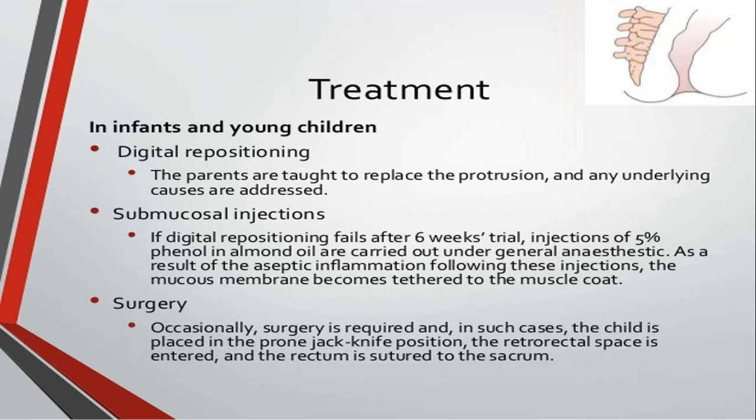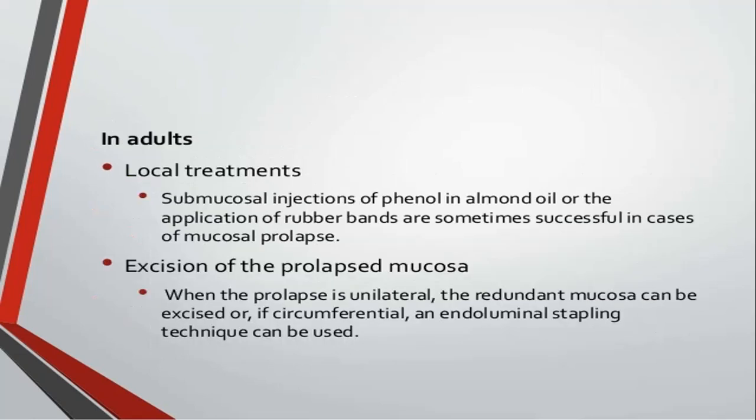Treatment: in an infant and a child, you can go for digital repositioning and submucosal injection. After a trial of one month of digital repositioning, you can go for the submucosal injection. Surgery is rarely required; you don't need to do surgery. If you are doing it, you can go through the perineum, putting the child in a prone position, and do a suture rectopexy simply.